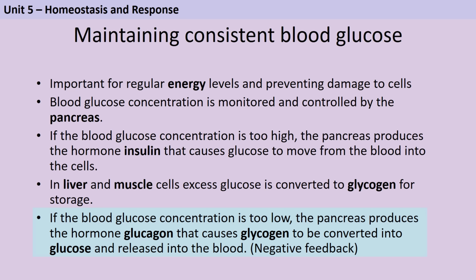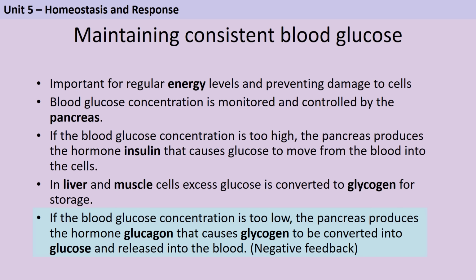Your pancreas is responsible both for monitoring the blood glucose levels and for controlling them by releasing hormones. If your blood glucose gets too high, the pancreas makes a hormone called insulin. What insulin does is increase the permeability of your cells, particularly in the liver, and that causes glucose to move into those cells. Then that extra glucose can be converted into a polymer called glycogen for storage.